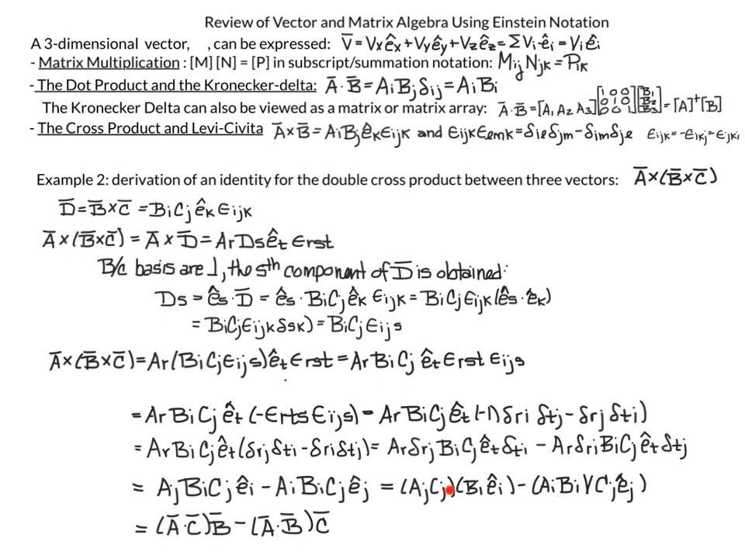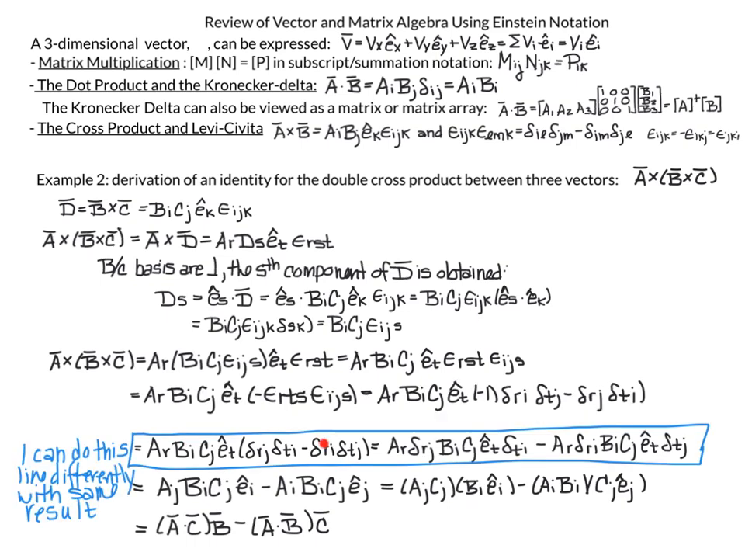So here, this a sub j, c sub j, is exactly the definition of the dot product. So this is A dot C, and here we have the definition of our vector multiplication. So that's B, and then minus A dot B times C.